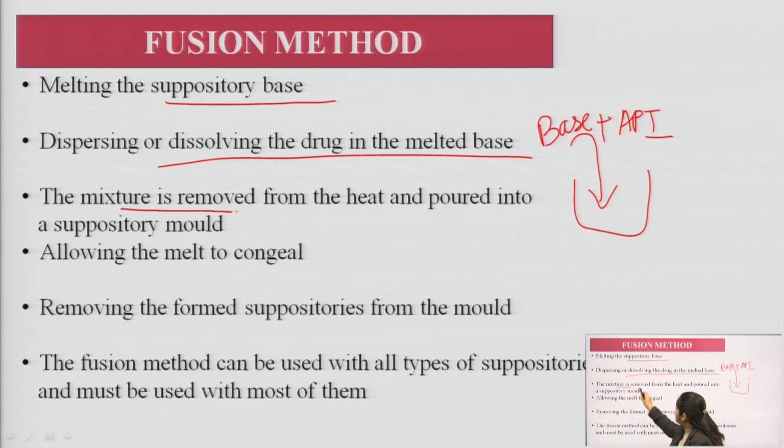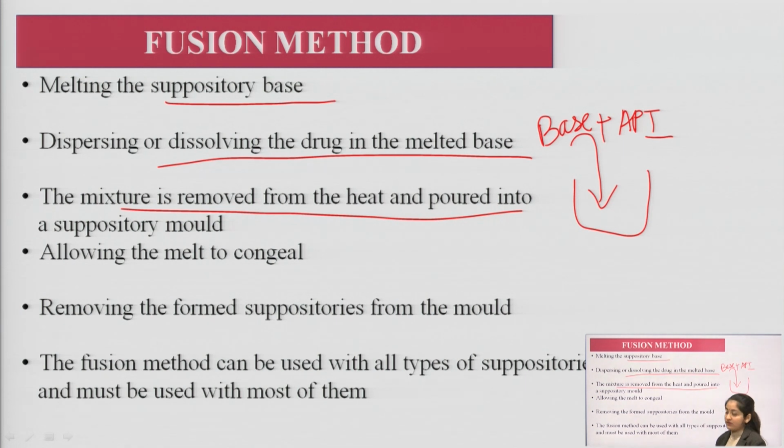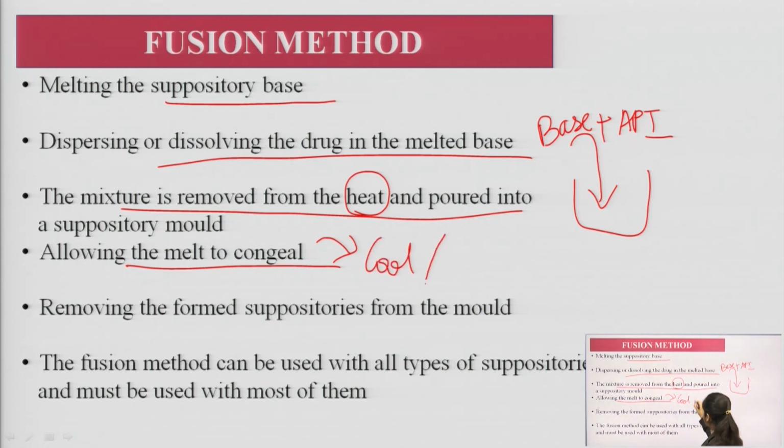Another thing is that this mixture is removed from the heat. Everything that you have is a melted thing, initially melted. Then you stop and remove the heat from it. After removal, you allow the melt to congeal. Congeal means you allow it to cool down and solidify your melted mass.